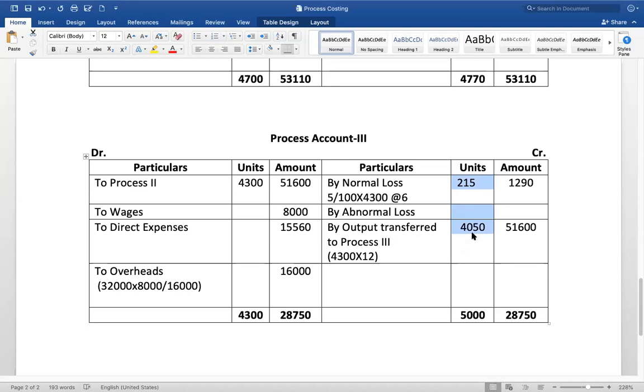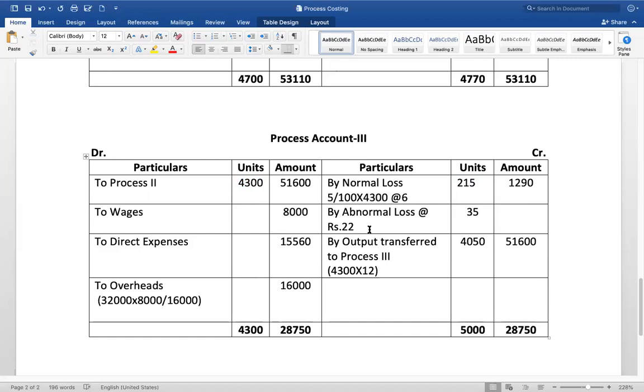If this is 4,265 and this is 4,300, there's a gap. What is the gap? 4,300 minus 4,265. That's the abnormal loss. How much is that amount? 35 is the abnormal loss. At what rate? At rupees 22. 35 into 22 is 770.